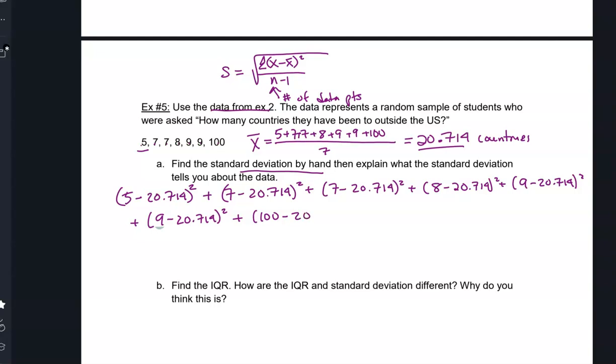Okay, so I'm going to do all of that in the calculator. Once I do that, I get about 7,345.42. So that's the sum of all the squared deviations. And then I'm going to divide that by 6, since there are 7 total data points, and then I'm going to square root that. And that's going to give me 34.989 countries.